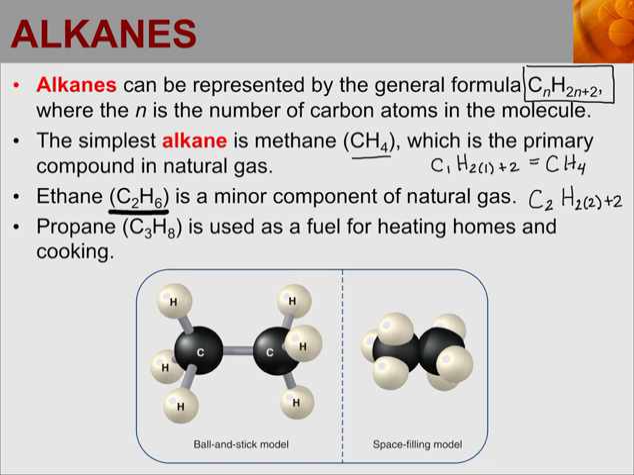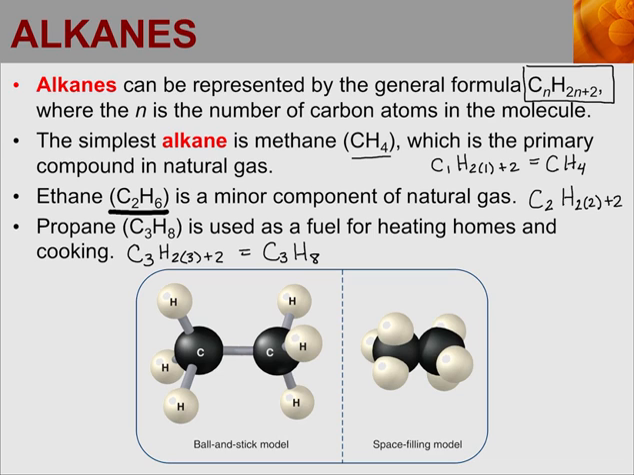Propane has 3 carbons, so C3H8, and that is used as a fuel for heating homes and cooking. So again, if we use our formula, we have 3 carbons. So we would plug 3 in to our equation. That gives us C3H, let's see, 2 times 3 is 6, plus 2 is 8. Perfect. Okay, so if you're ever in doubt about how many hydrogens an alkane has, just figure out how many carbon atoms there are, and you can easily calculate the number of hydrogens.